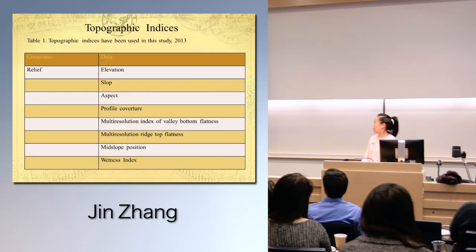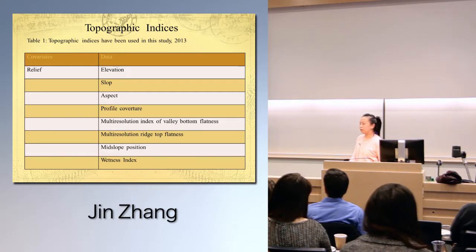Okay, here are the topography indices I have been talking about. From the DEM, I can derive more than 30 of them, but the reason I'm only choosing these 8 is that from my previous study, these 8 are strongly correlated with describing the soil in the landscape.